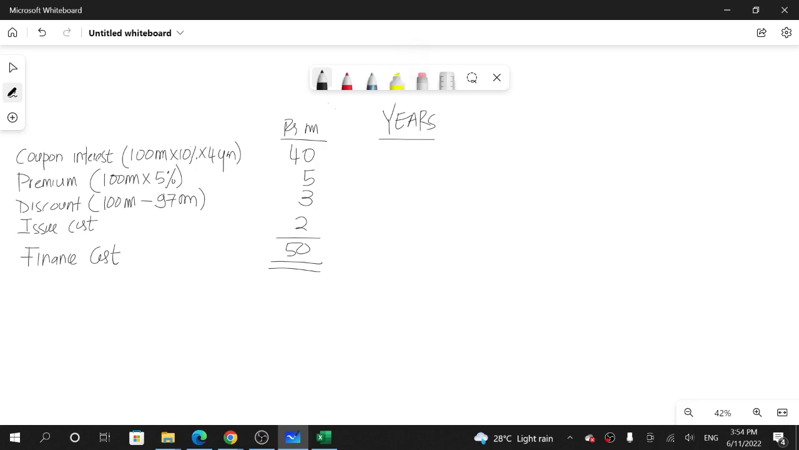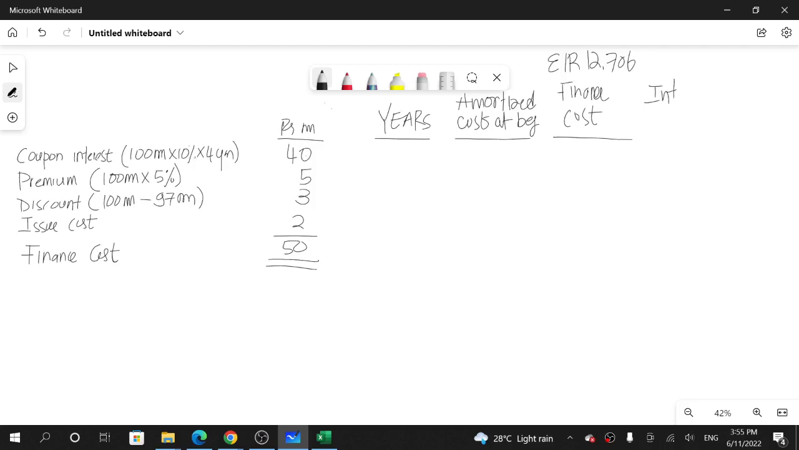And amortized cost at beginning of the period. Then we recognize the finance cost using the effective interest rate of 12.706. EIR is 12.706. Then interest paid, and amortized cost at end.